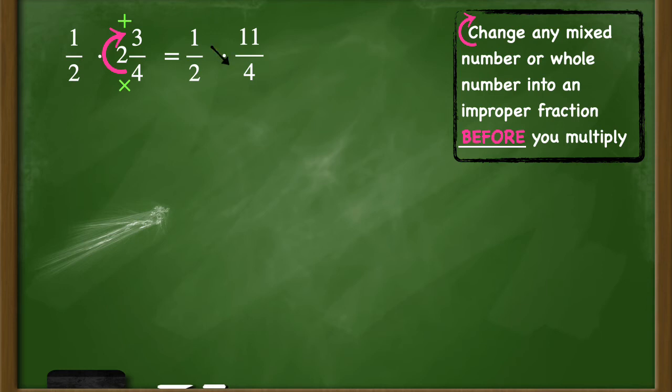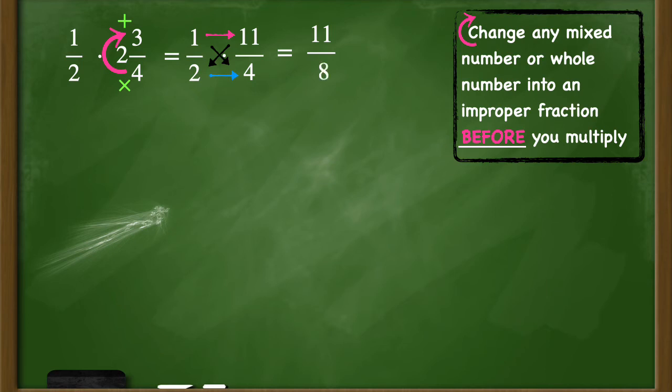So if I look at my numerator and denominator of 1 and 4, I can see that they don't share any common factors. Now I'm going to look at 11 and 2, and I see that they don't share any common factors. So now I'm just ready to multiply my numerators and my denominators straight across. So 1 times 11 is going to give me 11, and 2 times 4 is going to give me 8.